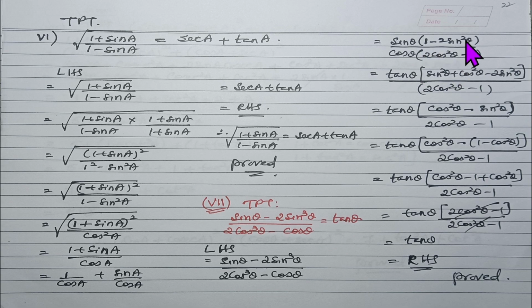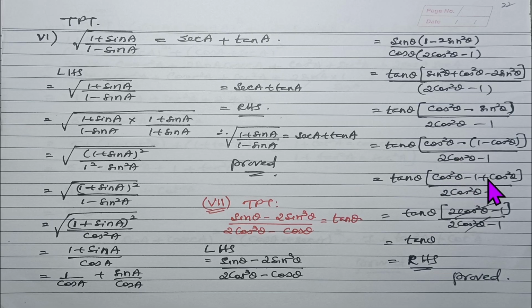Now 1 minus 2 sin square theta: using the identity sin square theta plus cos square theta is equal to 1, I have replaced 1 by sin square theta plus cos square theta here, minus 2 sin square theta. Now sin square theta and minus 2 sin square theta, subtract it. So we get cos square theta minus sin square theta, and 2 cos square theta minus 1 as it is. Now since I have cos square theta at the bottom, let me convert the numerator into cos square. So sin square is 1 minus cos square theta. So it becomes cos square theta minus, in the bracket, 1 minus cos square theta, divided by 2 cos square theta minus 1, and open the bracket now.